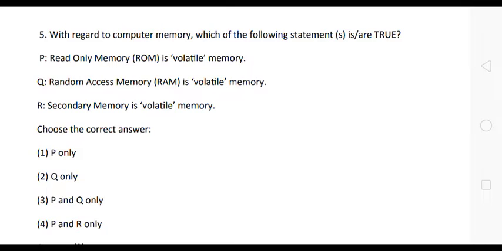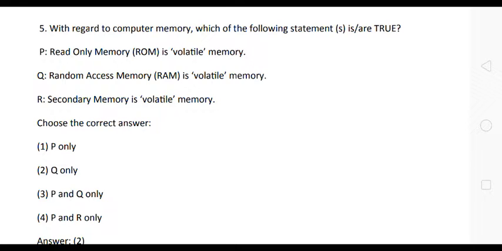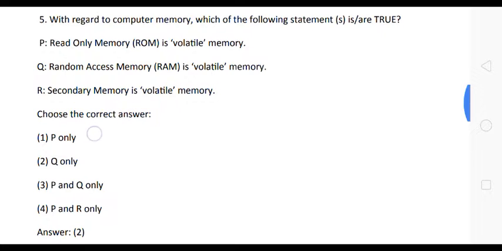with regard to computer memory, which of the following statements are true? Very important question. First statement is, read-only memory is volatile memory. This is not true. Next statement is, random access memory is volatile memory. This is true.